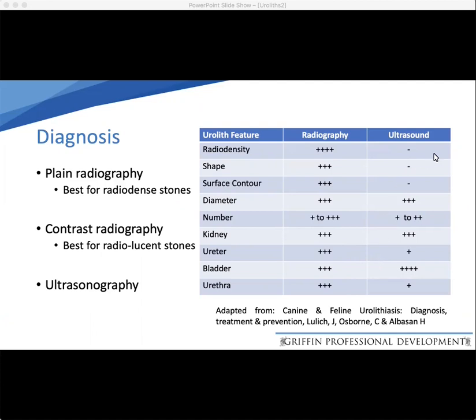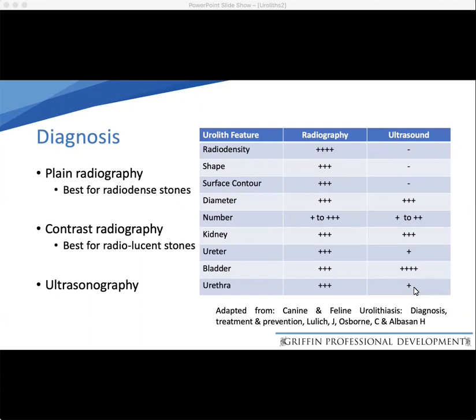Now, if we compare that to ultrasound, ultrasound still compares pretty well, but it doesn't tell us much about the radiodensity. It doesn't tell us anything really about their shape or surface contour. It will give us an indication of the diameter. We can use our calipers to measure the stone. It will give us an indication of number, although it might be slightly less accurate than radiography for that. And it too can diagnose stones within the kidneys, ureter, bladder, and urethra, although obviously less sensitive in the ureter and urethra, which may be due, in part, to operator experience.